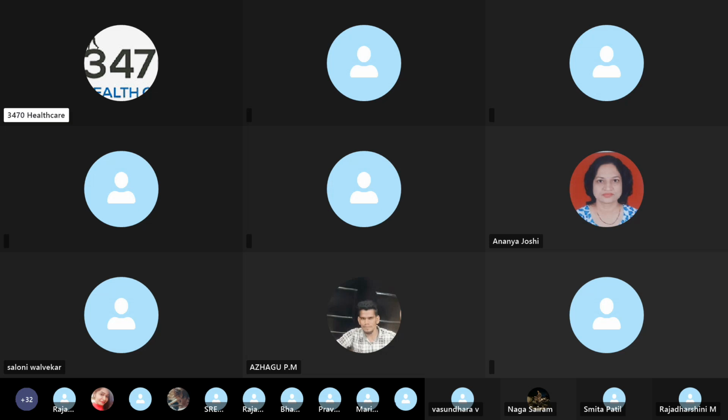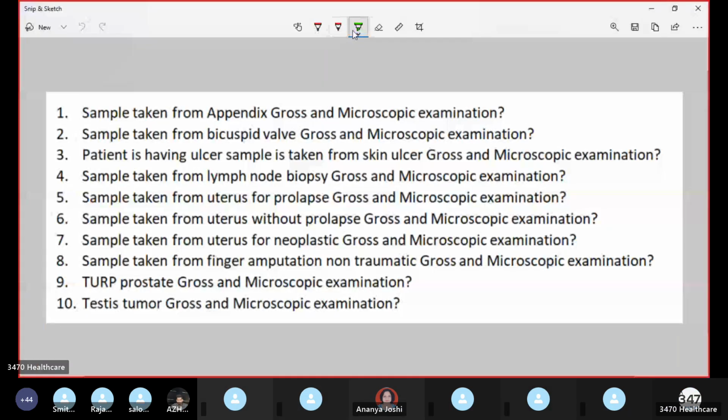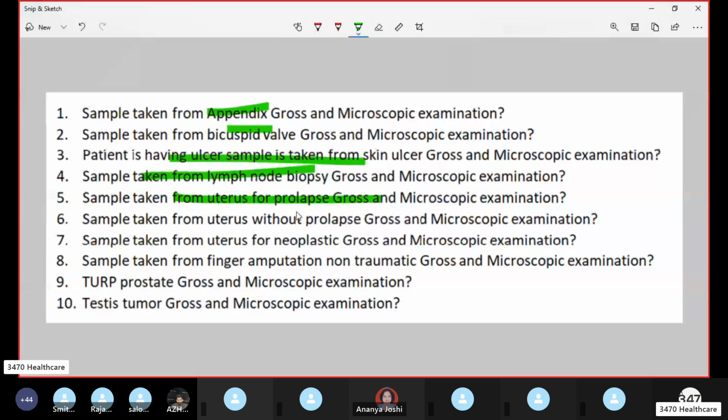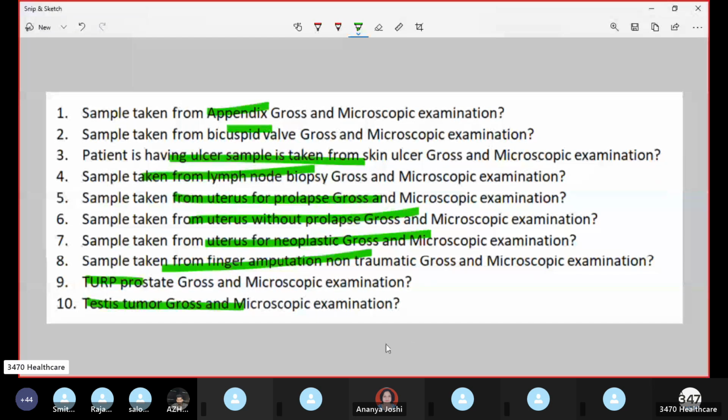Okay. So I'm giving only questions now. Like this, you can take for all the other questions. You can check that name, surgery, disease, present under what level, gross or gross and microscope. That checklist you need to check. Okay: appendix, bicuspid wall, skin ulcer, lymph node, uterus for prolapse, uterus without prolapse, uterus for neoplasm, finger amputation, TURP, testis tumor. Please take these 10 question answers.